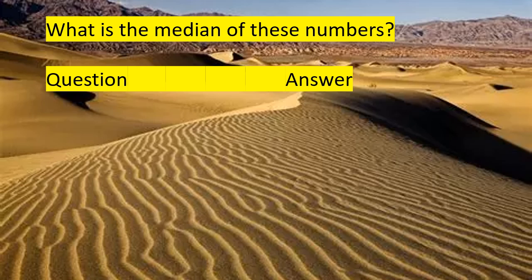So here's a quiz. What is the median of these numbers? Number 1, 6, 7, and 20. So put them in order, choose the middle one. The answer for that one is 7.